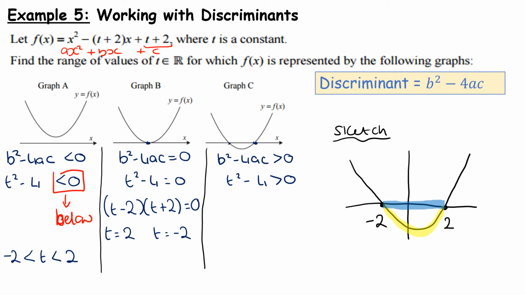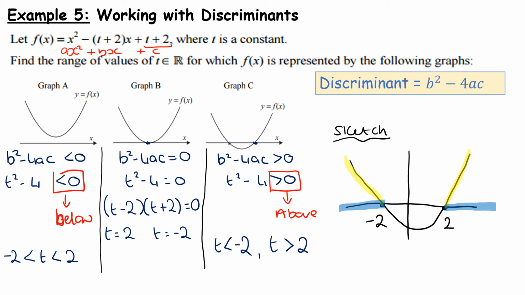Now, if we get rid of those highlights, you can do a second sketch. But I'm going to get rid of those highlights. And instead, now I'm going to look at graph C. So greater than 0, which means above. On the graph, that means these sections here. Those corresponding x values are here. So my answer will be t is greater than 2 and t is less than -2.